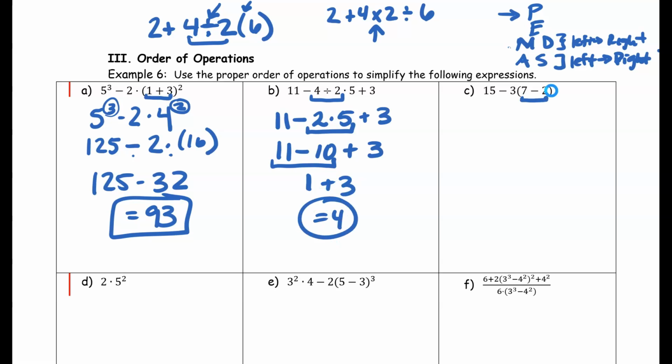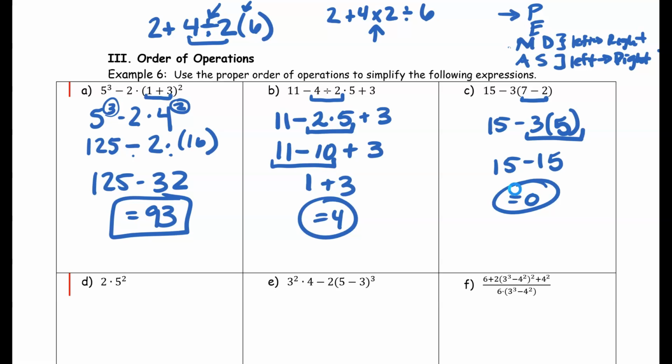I work on the inside of the parentheses, 15 minus 3 times 4. Then I do multiplication, 15 minus 12, or I'm sorry, 7 minus 2 is not 4. 7 minus 2 is 5. And then 3 times 5 is 15. 15 minus 15 is 0.